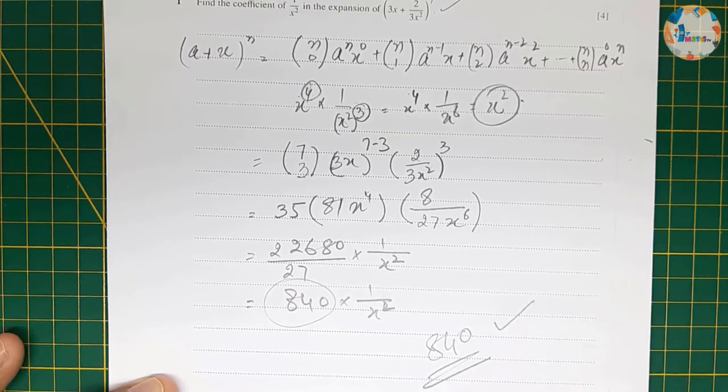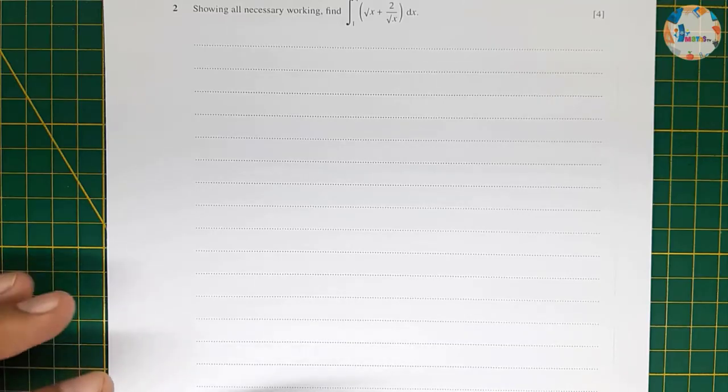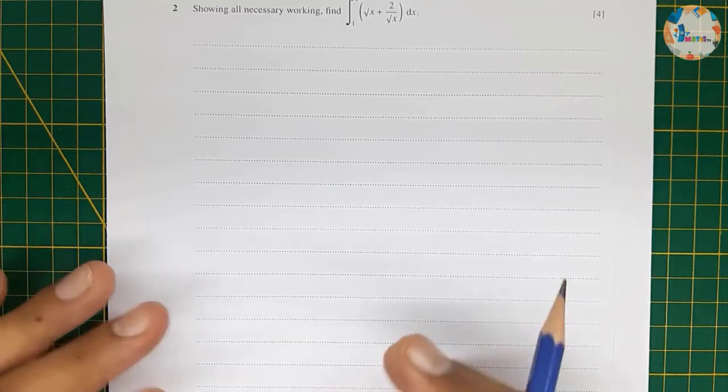Hopefully you understood this question. Now for question number 2, this is an integration question. We have to show all necessary working. Find the integral from 1 to 4 of (x root plus 2 over x under root) dx.